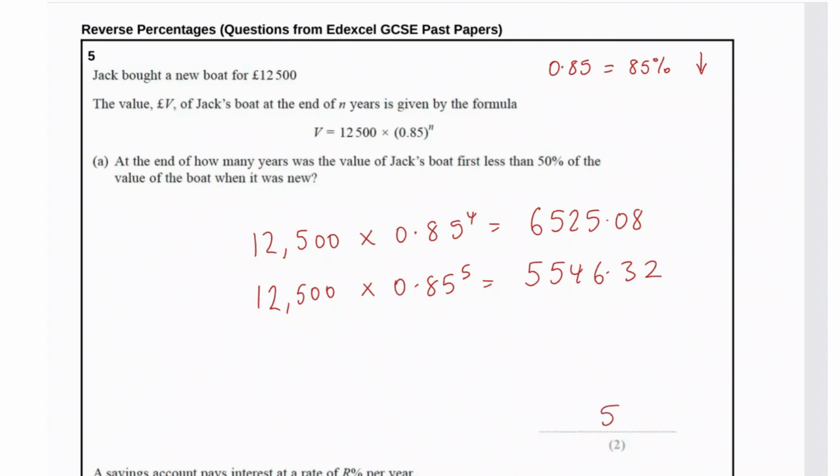So 5 years. What we could also have done is just done 0.85 to the power of 5, and we're looking for when that drops below a half. 0.85 to the power of 5 is 0.44, and when it was to the power of 4, 0.85 to the power of 4 was 0.522. So over half, which is why it took 5 years to drop below half its value.